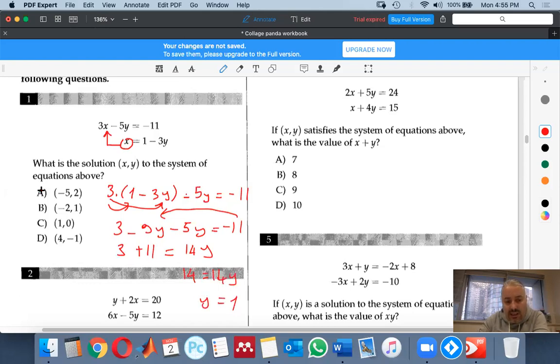So the answer cannot be this one. So this must be 1. So which one is the answer? Just put it here. When y is 1, x equals 1 minus 3 times 1. 1 minus 3, so the result is negative 2. So the answer is this.